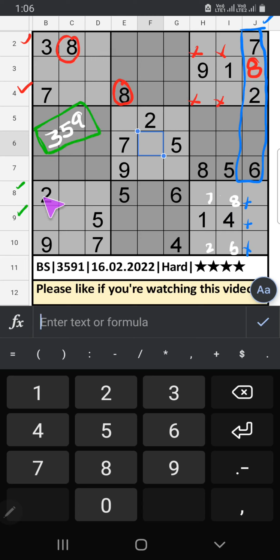8th row and 9th row we have 5. So 5 can't come in these cells. Then 5 is confirmed here. Then only 2 numbers are remaining, 3 and 9. It will come in any one of the cells. We will confirm later.